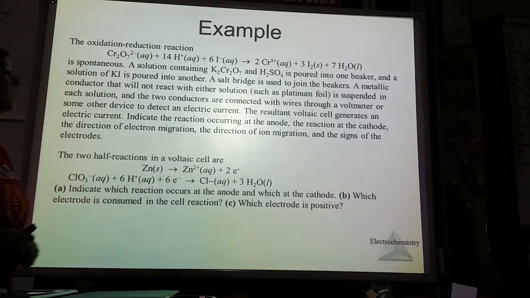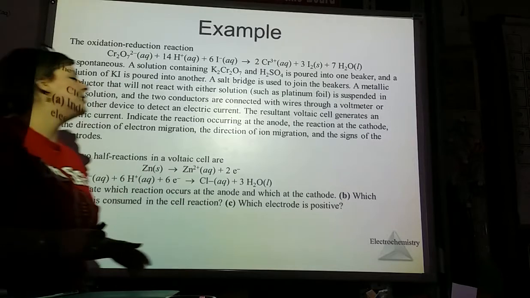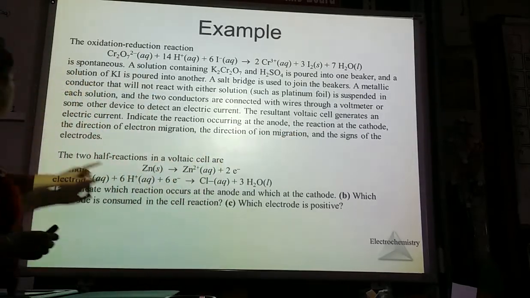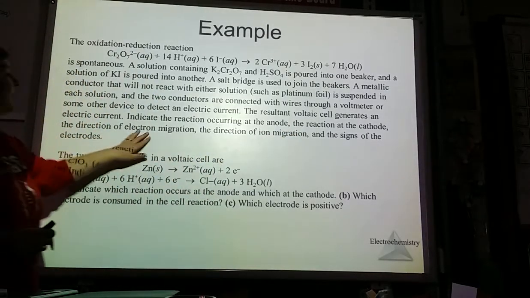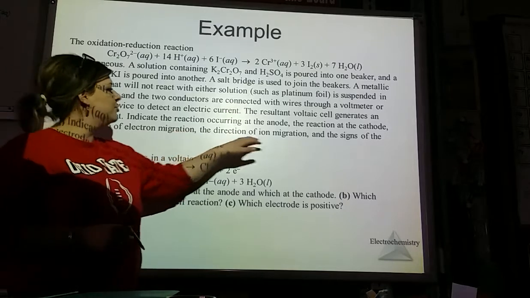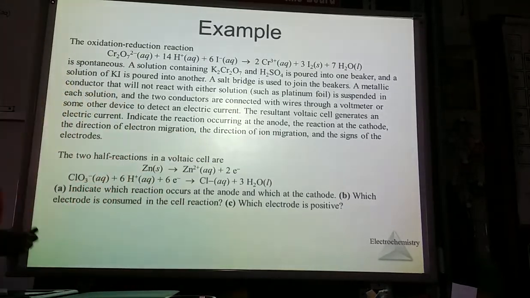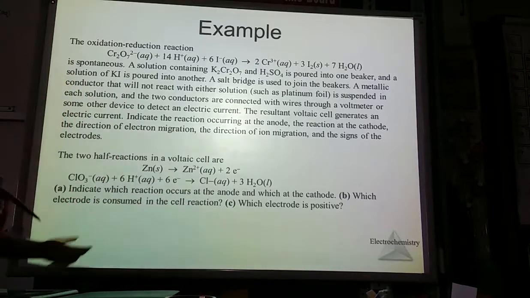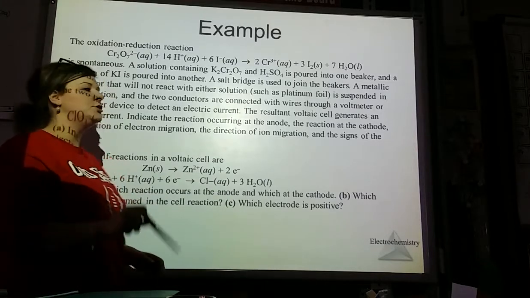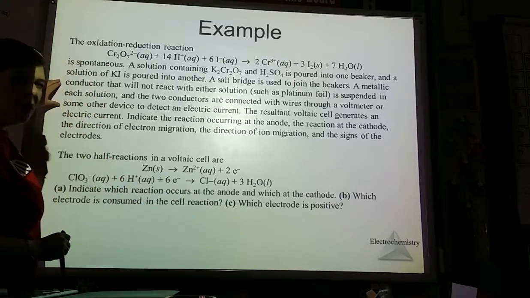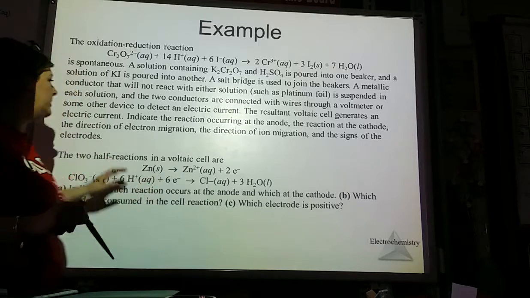Indicate the reaction occurring at the anode. Indicate the reaction occurring at the cathode. Indicate the direction of electron migration, the direction of ion migration, and the signs of the electrodes. That's a lot of stuff to do, but this is a really easy question. Just because this is a super long thing, it's not hard, I promise.